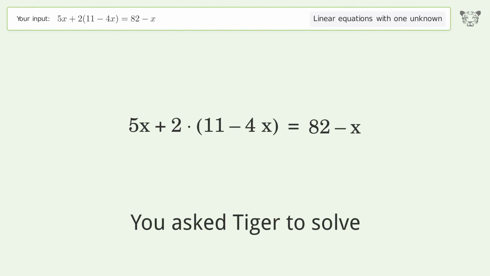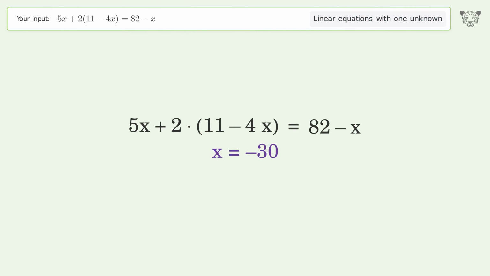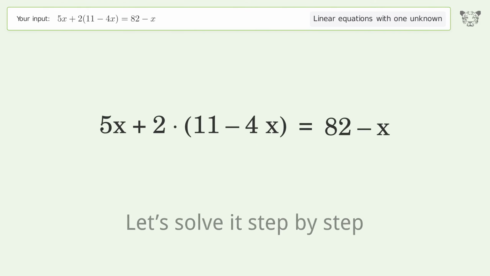You ask Tiger to solve this. It deals with linear equations with one unknown. The final result is x equals -30. Let's solve it step by step.